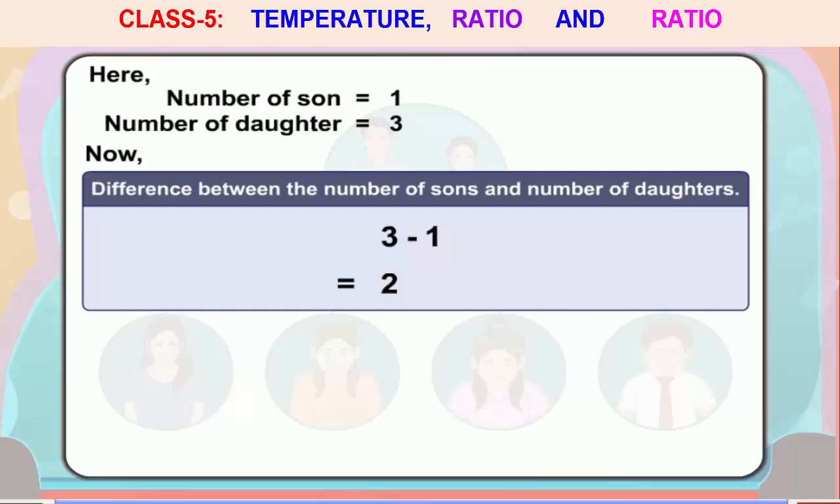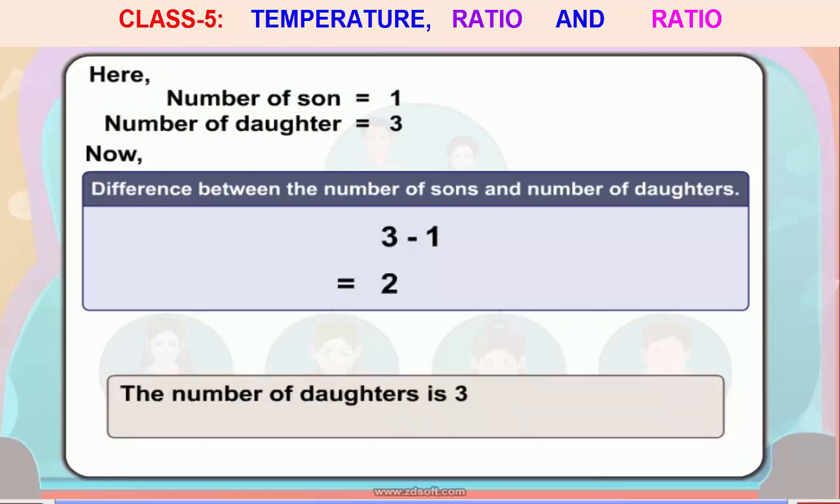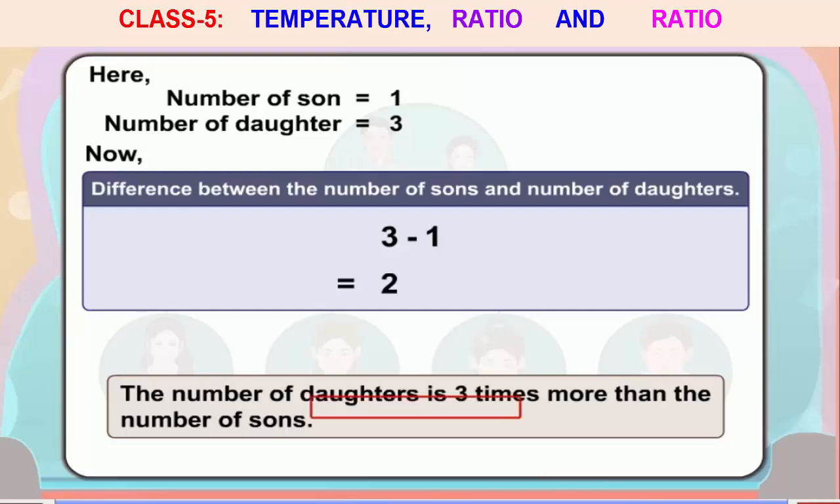But do you know that we can also compare in another way? Here, for one son, there are 3 daughters. That means the number of daughters is 3 times more than the number of sons. So we can compare by finding the difference. And we can also compare by how many times one is more or less than the other. In the above example, we find that the number of daughters is 3 times more than the number of sons.